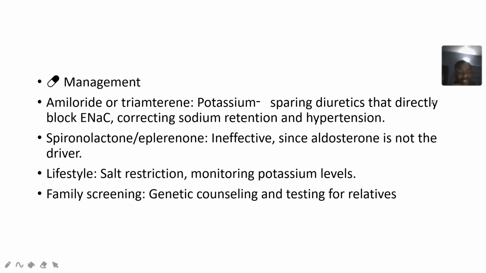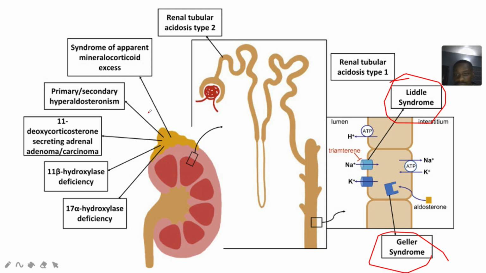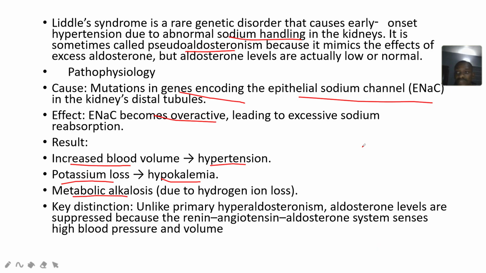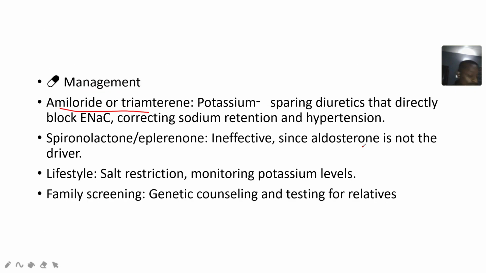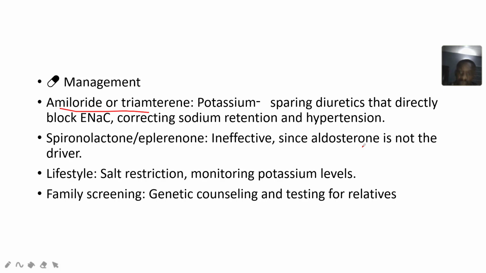Okay. So management is what? Amiloride or triamterene. You can see it here, triamterene. They're potassium-sparing diuretics, because there's a great loss of potassium. So you have to give diuretics that will remove fluid but retain potassium, for the good of that person, to correct the sodium retention and hypertension.